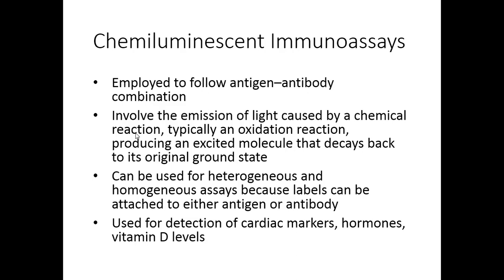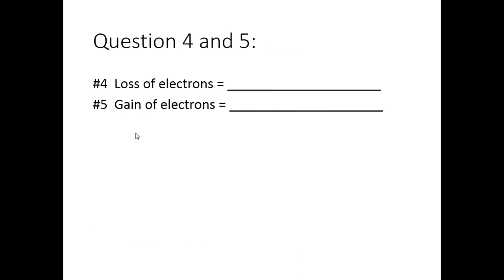So in this reaction where there was an oxidation reaction, did we gain or lose electrons in the chemical reaction that caused this emission of light? We lost electrons, right? Chemiluminescent can be used for both heterogeneous and homogeneous assays, just depending on how it gets set up, and gets used for detection of things like cardiac markers, hormones, and vitamin D levels. And that brings us to our last slide.